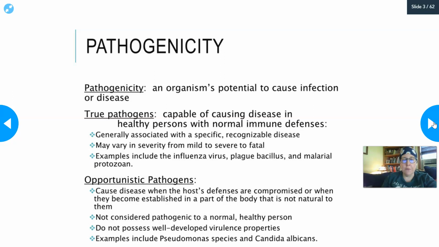And opportunistic pathogens, however, cause disease when the host defenses are compromised or when they become established in a part of the body that is not natural to them. They are not considered pathogenic to a normal, healthy person. They do not possess well-developed virulence properties, so things that make them able to really evade the immune system and establish infections. And some of these examples include Pseudomonas species and Candida albicans.